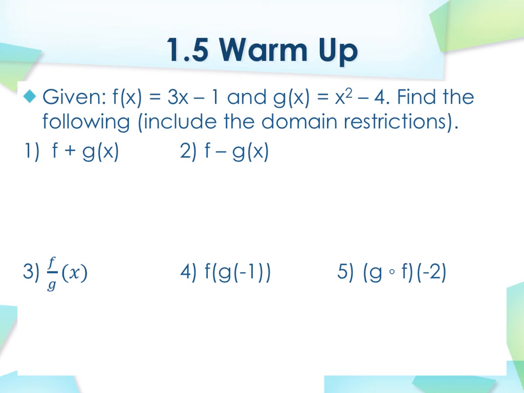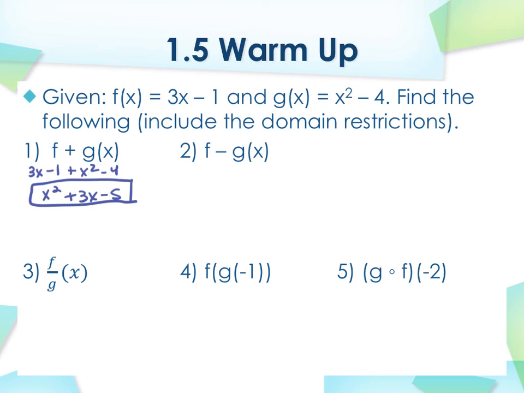All right, so this one says, given f of x is 3x minus 1 and g of x is x squared minus 4, find the following and include the domain restrictions. So with number 1, we want to add the two functions together. I'm just going to do 3x minus 1 plus x squared minus 4, combine my like terms, so I get x squared plus 3x minus 5.